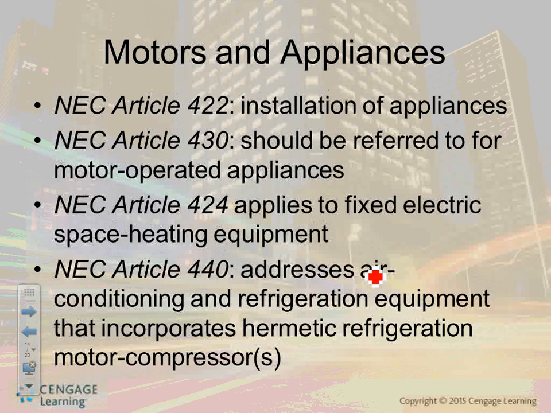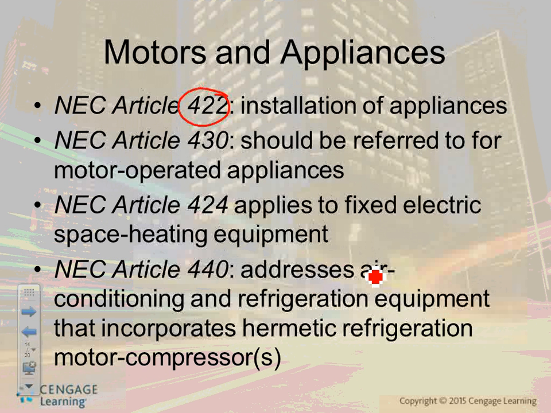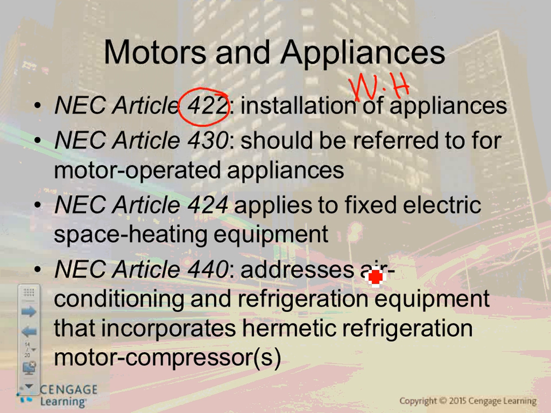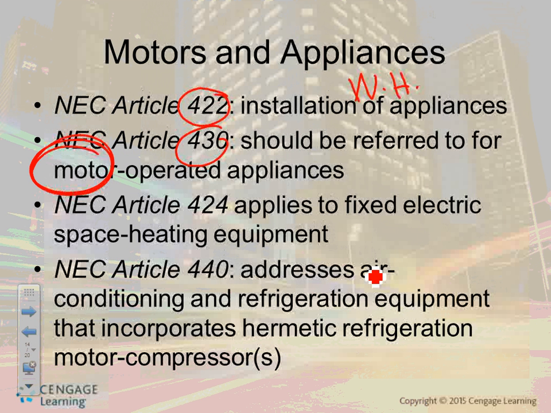The rest of the appliances, guys, motors and appliances, have different articles that apply to them, which we will be going over. Number one, appliances. For appliances like your water heater, there will be Article 422. If your appliance has a motor, does the water heater have a motor? No. Water heaters don't have motors. If the appliance has a motor on it, they refer you to Article 430. 430 is what? Motors. Anything that has a motor.